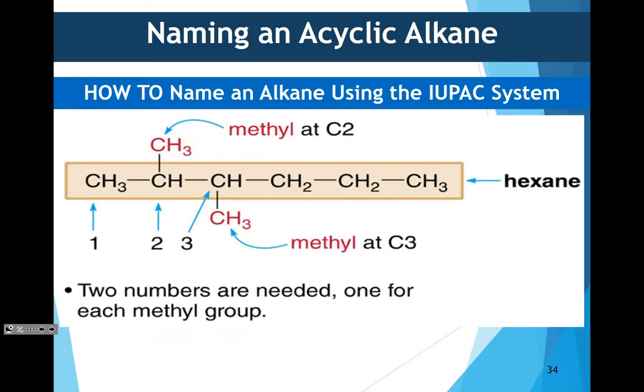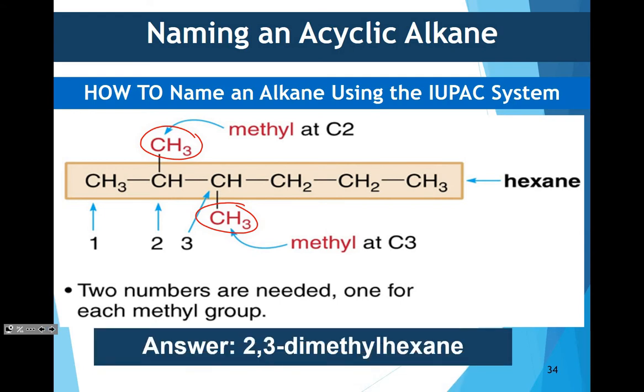If we looked at the other one that we had that had 2 methyl groups, one at 2 and one at 3, then we would go 2,3-dimethyl, and then hexane. So we would end up with this.